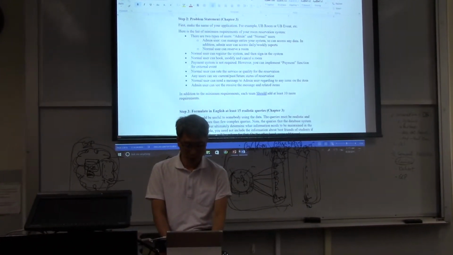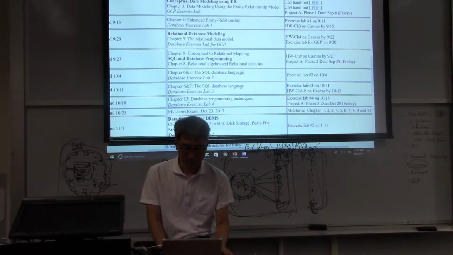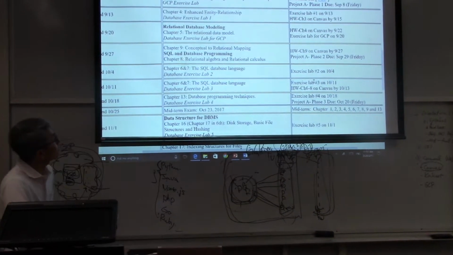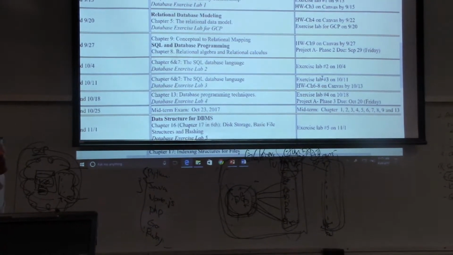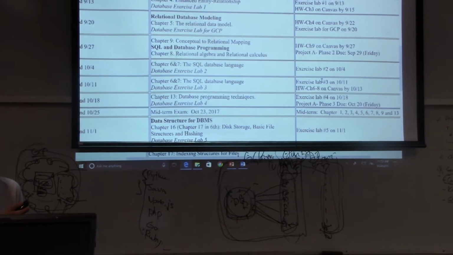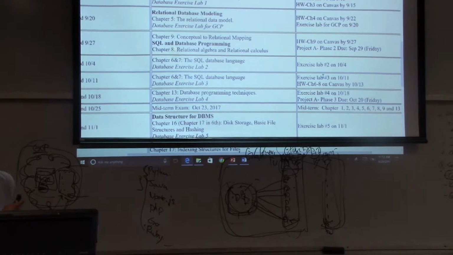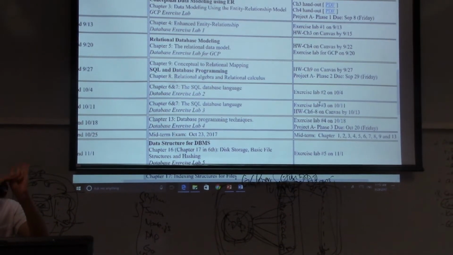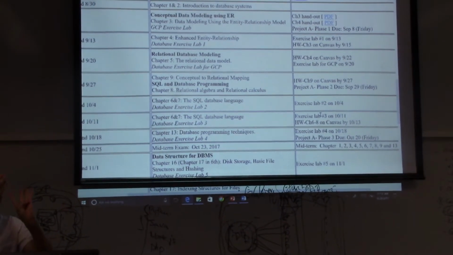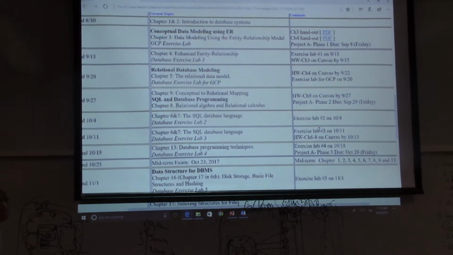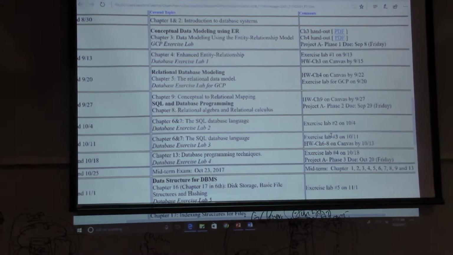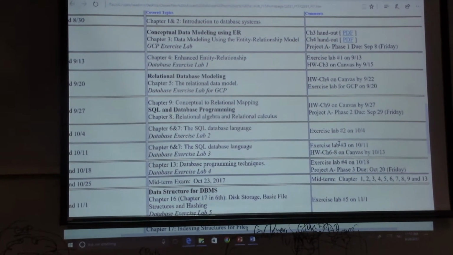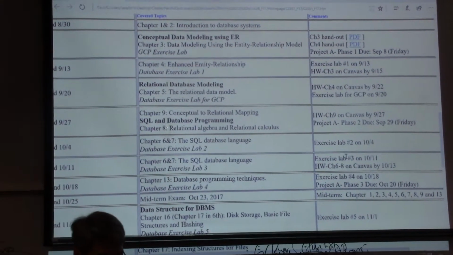Then go back to the syllabus. The project is throughout the semester. You have plenty of time, but I don't think it's enough, so you should start right away. The first thing is to become familiar with GCP. Next week, on Wednesday, we will have the first exercise lab for the GCP setup. Any other things? I think that's pretty much it.